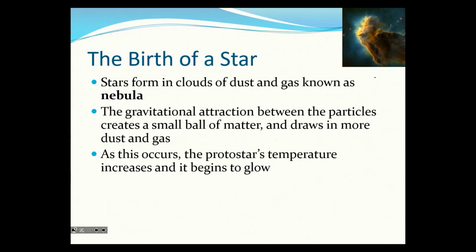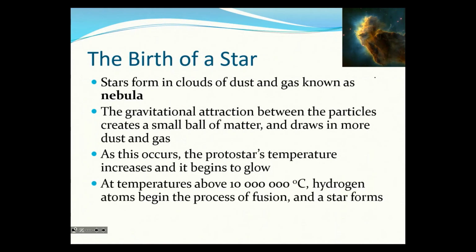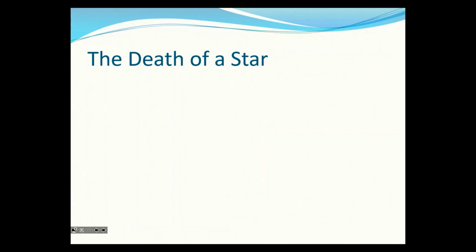So as this occurs, all the pressure from all the stuff squeezing together causes the temperature to increase, and your star would begin to glow. And when it hits about 10 million degrees Celsius, if there's any hydrogen in there, it begins the process of fusion. Remember, that powers our star, our sun, is fusion, and that's when the star actually exists. Okay. So the star will glow for 5-10 billion years, and then it's going to die eventually.